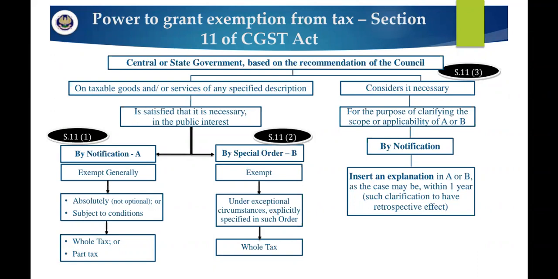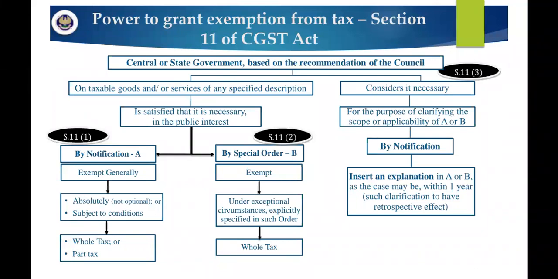After having this, whole tax or part tax, right? Whole tax of the person. Suppose he is claiming whole tax as an exemption, the GST council, the central government and state government will exempt the whole tax if they want. If they see the case is genuine, if he has all the record, if he is fulfilling all the legal requirements, in that case, sometimes whole tax, or it can be a part tax, right? In some cases, it may be a part tax. So this is exempted generally, notification A.